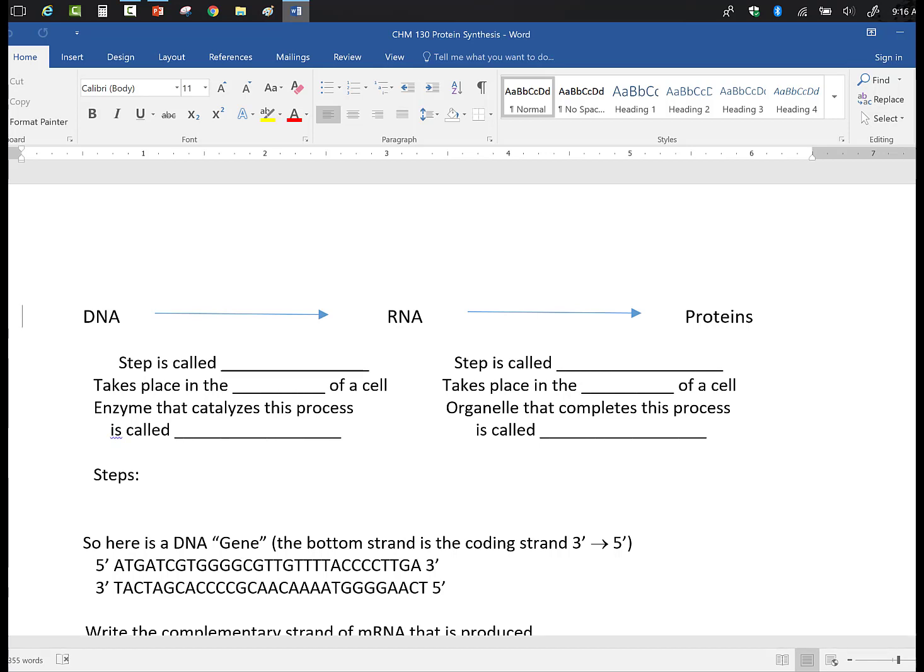So in this flow, the first step going from DNA to RNA, this step, it's really going from one nucleic acid to another.